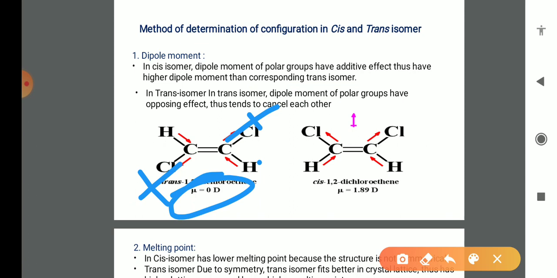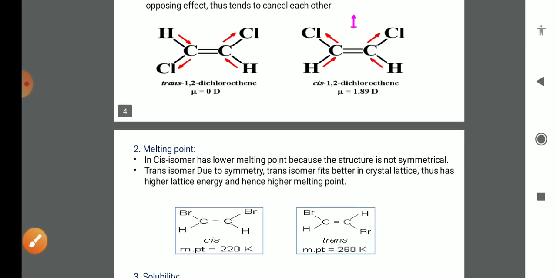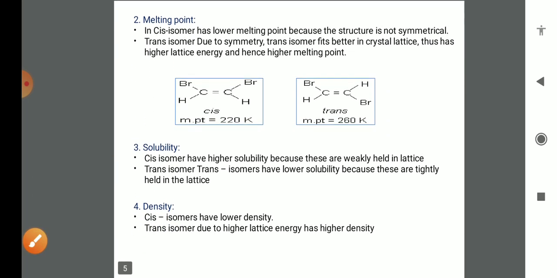But in the cis isomer, these chloro groups pull electrons from this carbon and those chloro groups pull electrons from that carbon, so it has a net dipole moment. For 1,2-dichloroethene, the dipole moment is 1.89 D, where D indicates the dipole moment. Now the second condition is a method with the help of which we can determine whether our isomer is in the cis form or the trans form.